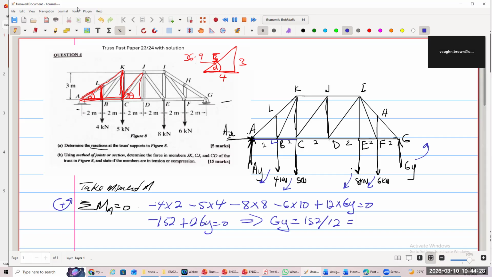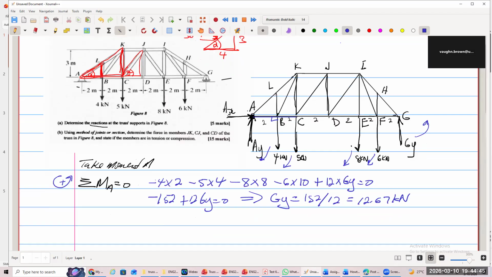And therefore, GY is equal to what, guys? No, don't work it yet. You don't have to work with me. Now get out the calculator. GY is 12.67. So you can do that.